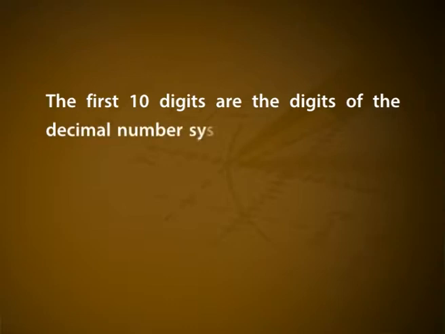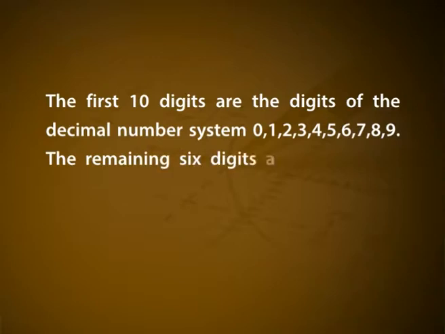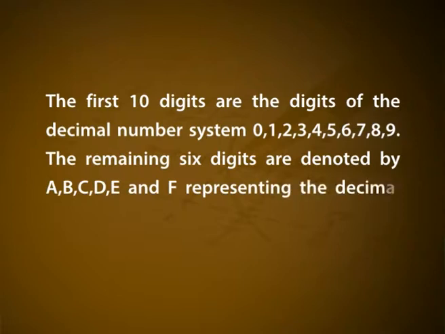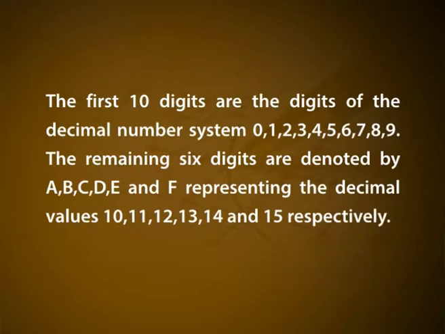Hexadecimal system. In the hexadecimal number system, the base is 16. Since the base is 16, we need 16 single character digits or symbols. The first 10 digits are the digits of the decimal number system: 0, 1, 2, 3, 4, 5, 6, 7, 8 and 9. The remaining 6 digits are denoted by A, B, C, D, E and F, representing the decimal values 10, 11, 12, 13, 14 and 15 respectively. The largest single digit is F, which has a decimal equivalent of 15.